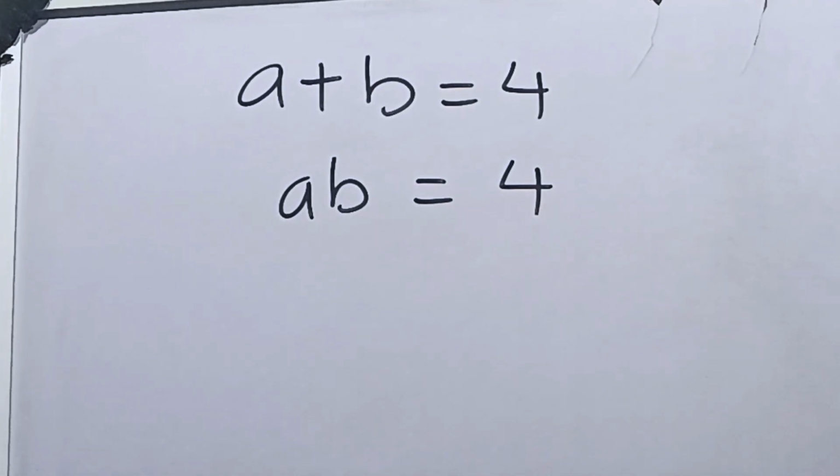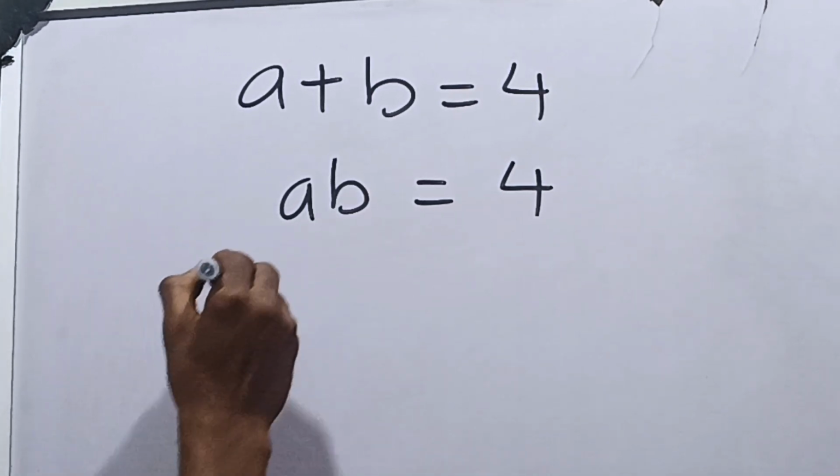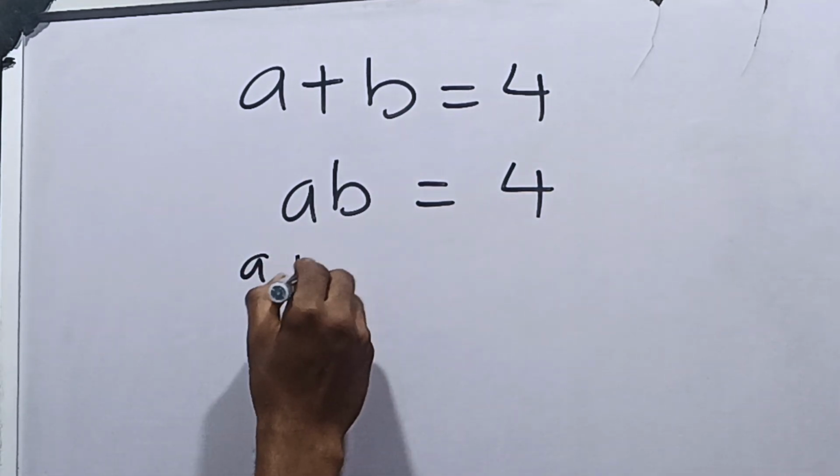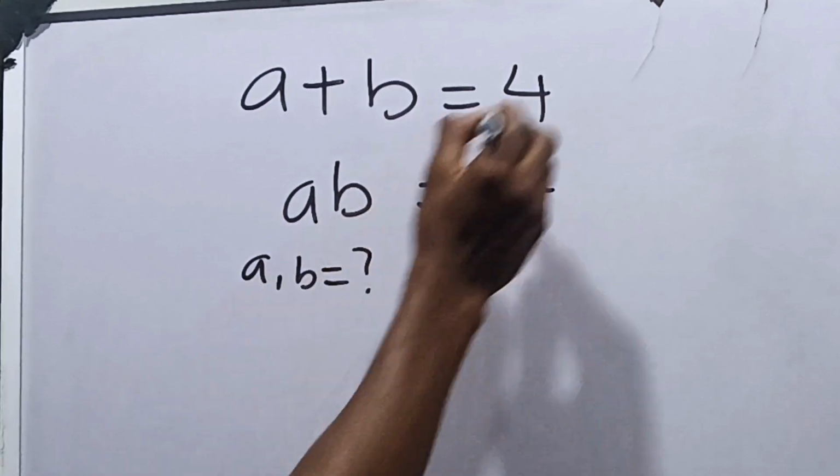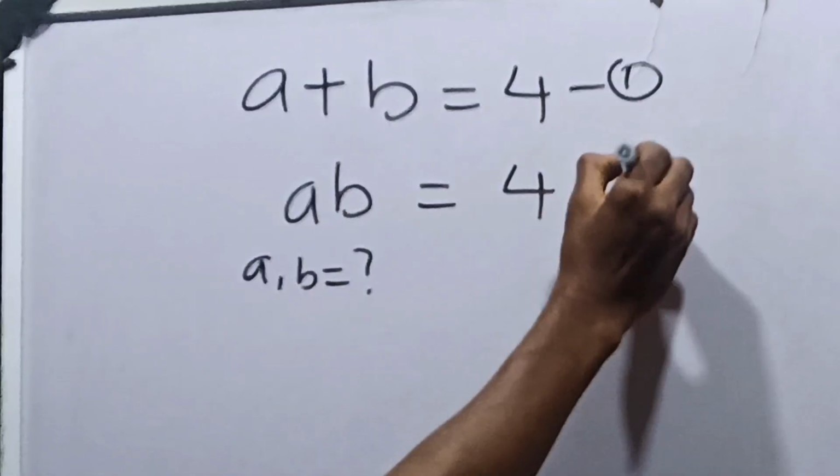Let's solve this together. It says a plus b is equal to 4 and ab is equal to 4. We're going to solve for the values or value of a and b respectively in this equation. Okay? Now, first thing we can do here is to call this equation 1 and call this equation 2.